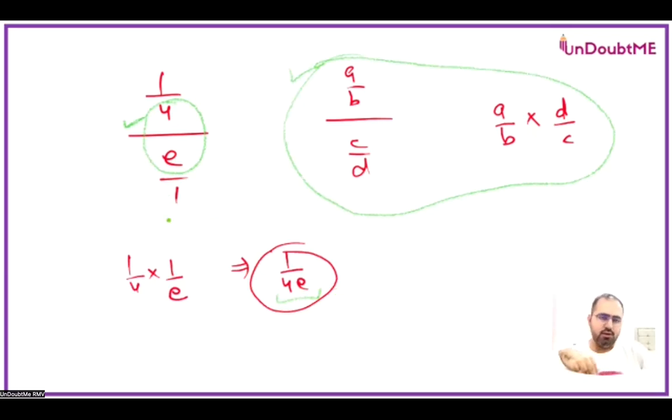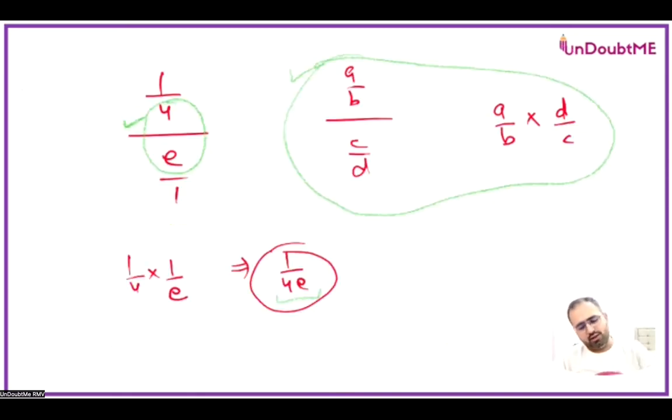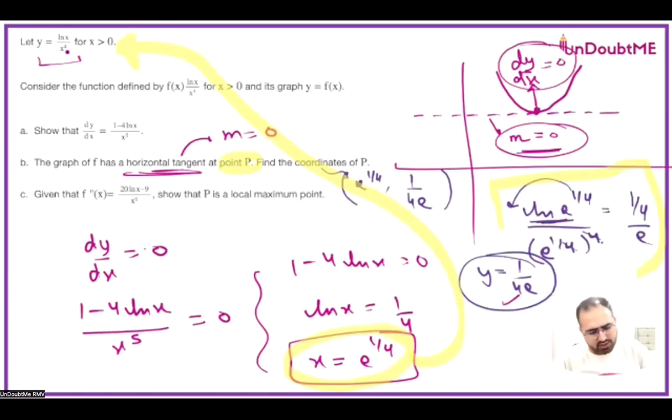Wait, I'm getting the step 1 by 4 divided by e raised to 1 by 4, right? Look, e raised to 1 by 4 will be raised to the power 4. Okay, so 1 by 4e. Yeah, got it. I didn't put the raised to 4 and that confused me. Yeah, because it was x raised to 4 in the denominator. Yes, sir. That 4 will get cancelled and we'll be left with 1 by 4e.